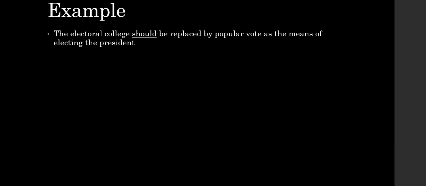As you can see, the phrase should be presents the stance on this topic, which could easily be disagreed with. In that case, we would say the Electoral College should not be replaced by popular vote as the means of electing the president. This is a claim of policy because it focuses on a process or a procedure that has already been implemented, and it determines whether or not that is a good or a bad process.